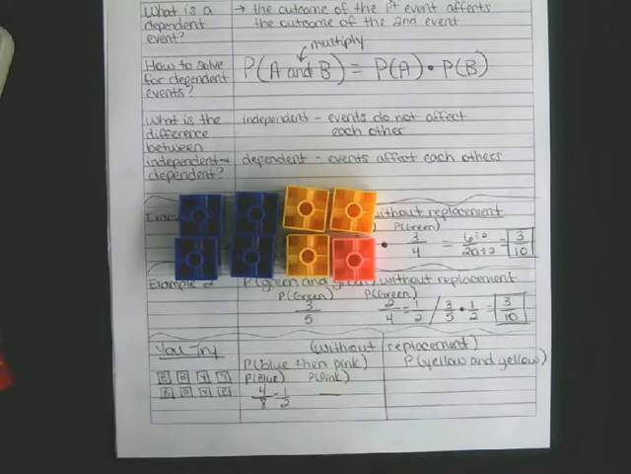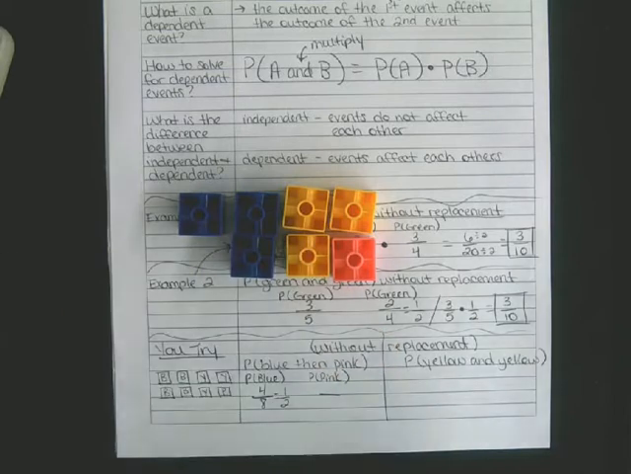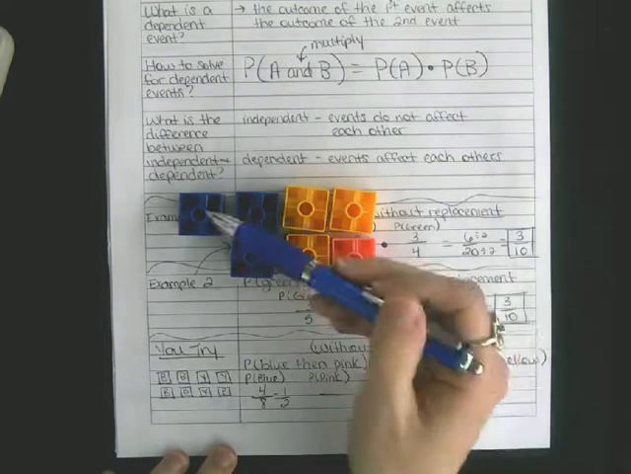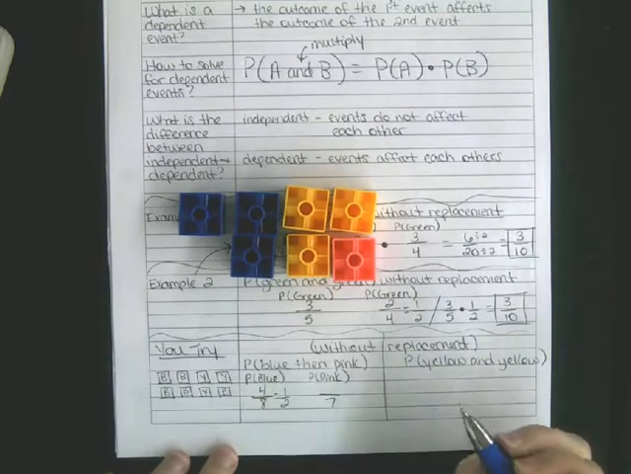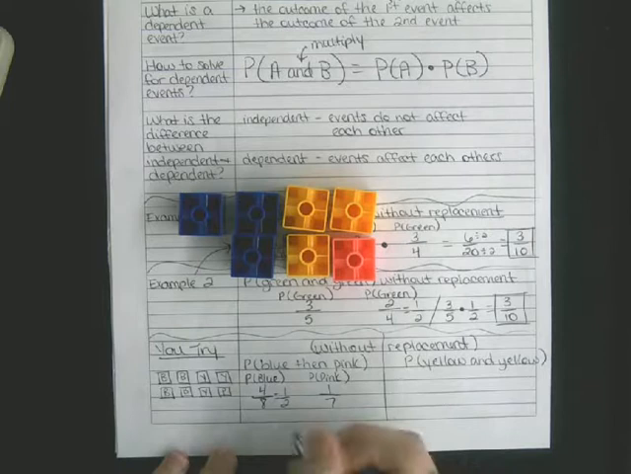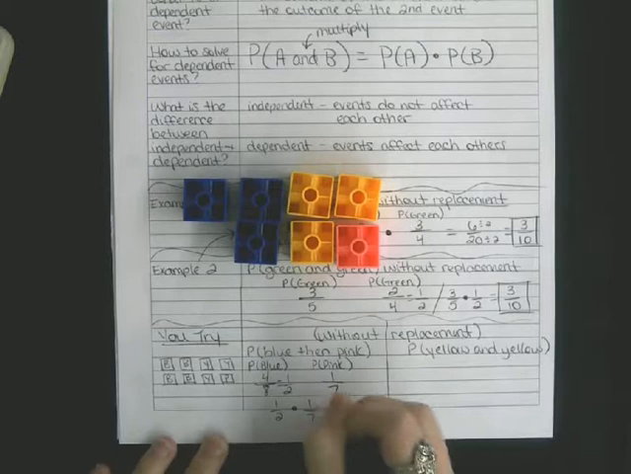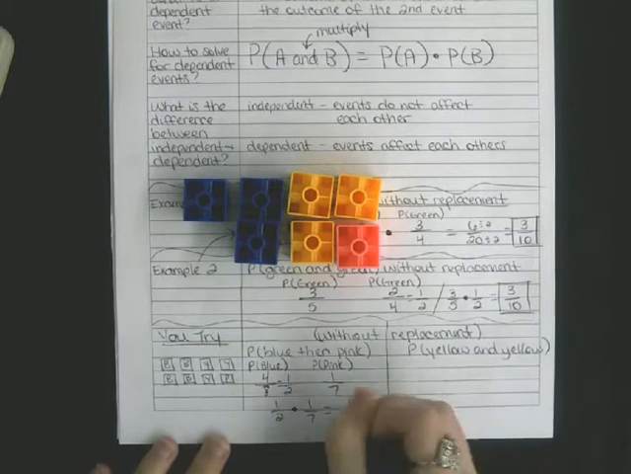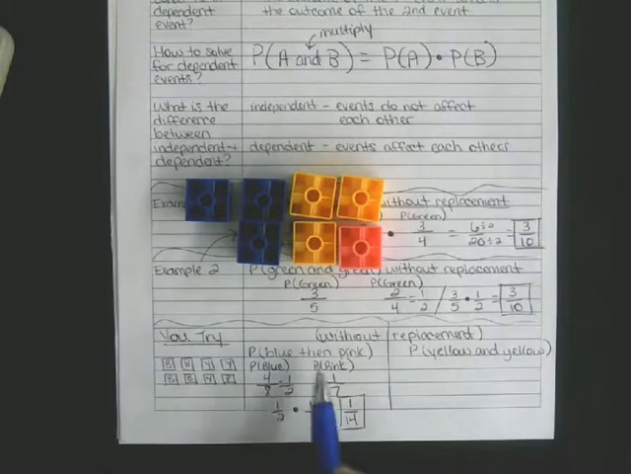Now, let's say I actually did select a blue cube. And this is without replacement, so it just goes away. Now, for my pink, I have to see how many total cubes do I have left. Well, I have 1, 2, 3, 4, 5, 6, 7. And how many of those are pink? 1. That's in simplified form. I can just leave it the way it is. So now I have 1/2 times 1/7. 1 times 1 is 1. 2 times 7 is 14. So the probability of selecting blue, then pink, without replacement is 1 over 14.